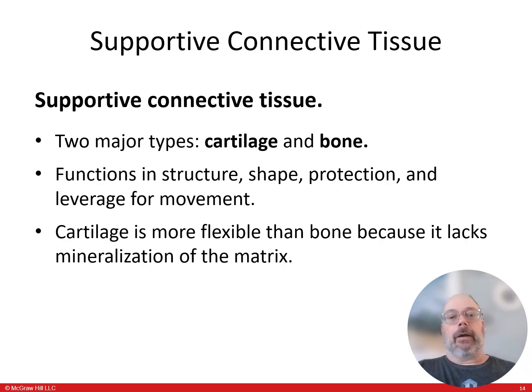So the supportive connective tissue, we have cartilage and bone. This is for shape, movement, protection, structure, you name it. Cartilage is more flexible than bone because it lacks mineralization of the matrix. So in bones, it's really like crystals forming. They're like rock crystals. And so when people get older, that matrix kind of breaks down. That mineralization isn't as strong. And so that's why old people, when they fall, they're more apt to get a broken hip or a broken bone.